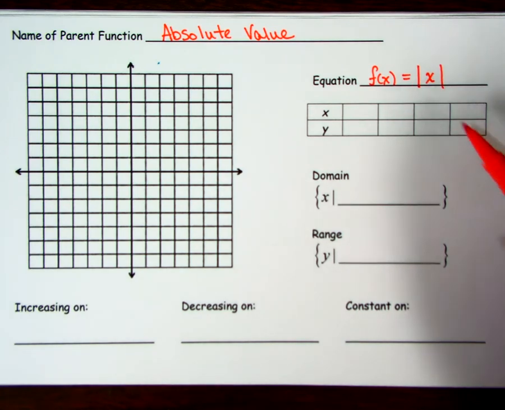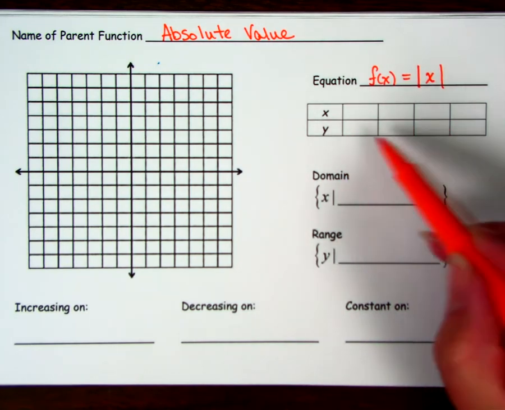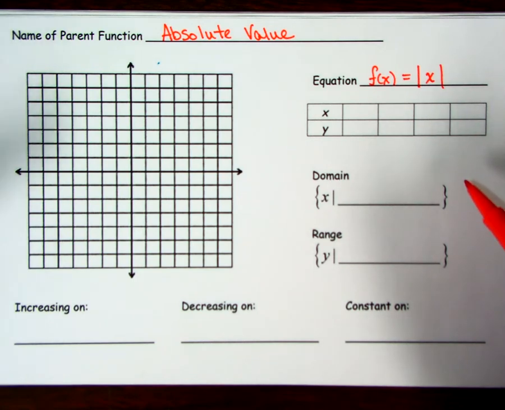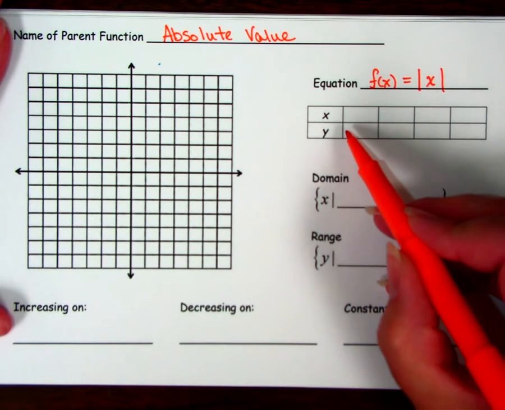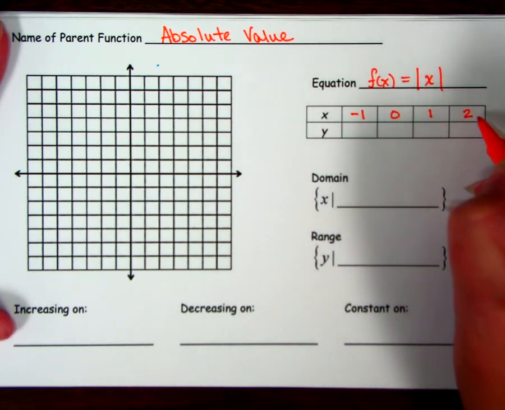What absolute value means literally is that whatever you have on the inside, you're going to list the distance between that number and 0 if you were to put them on a number line. So really it's talking about a distance, and we know distances are never negative. So that means the answers that we get here for y can never be negative. We'll pick a few x values to work with here. So I'm going to pick -1, 0, 1, and 2.